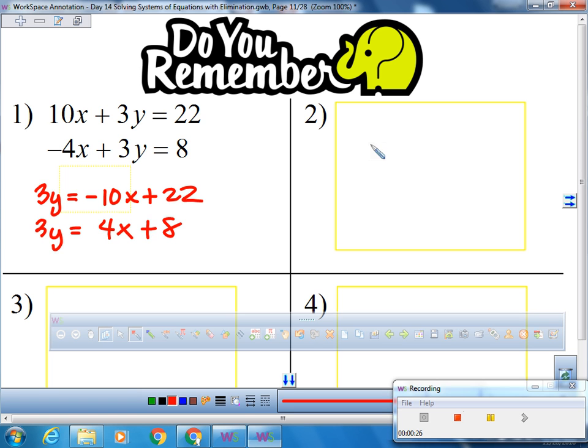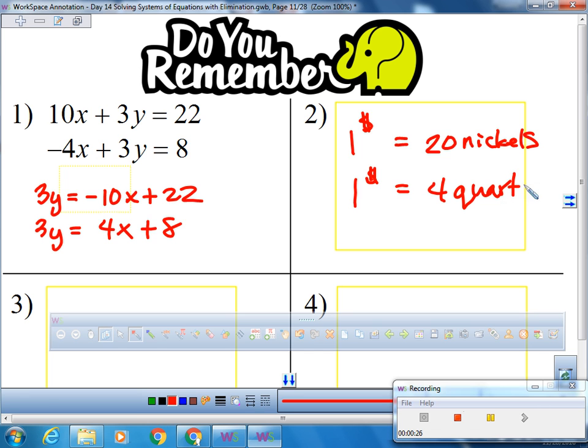Let's see. Does 20 nickels equal $1? Do 4 quarters equal $1? $1 equals $1, so 20 nickels equals 4 quarters. Right? If this equals something and this equals something, then these have to be equal to each other. You see it? So if this equals that and this equals that, they're in different forms right now, but they must equal each other. They have to. Because we know they both equal 3y's.